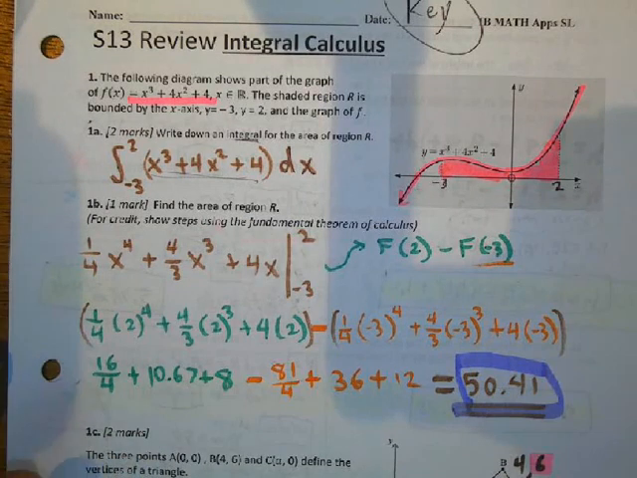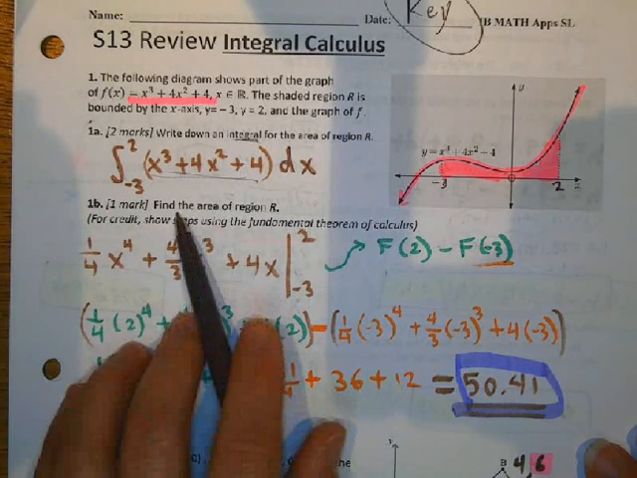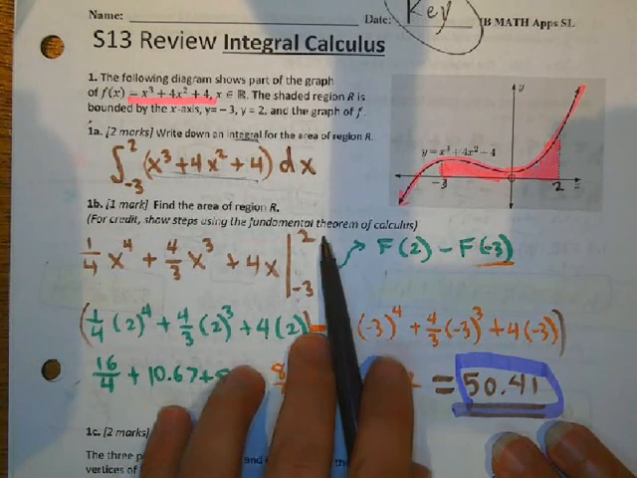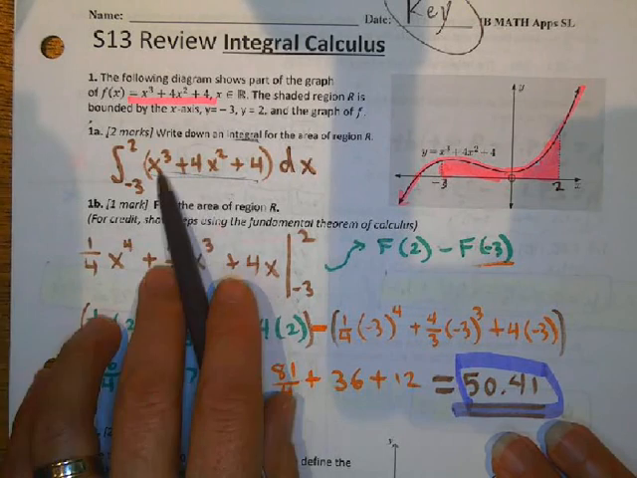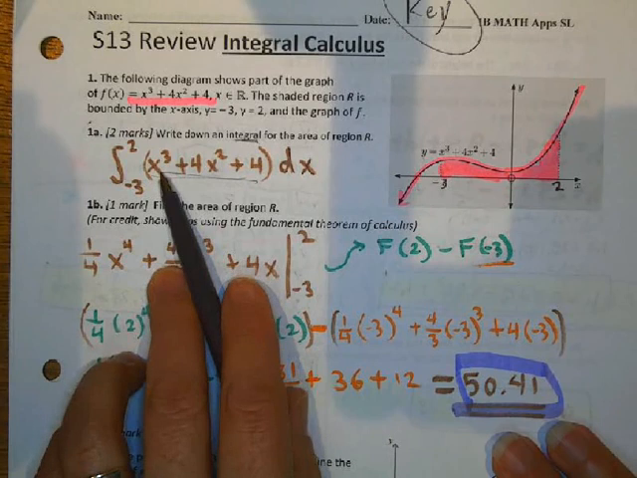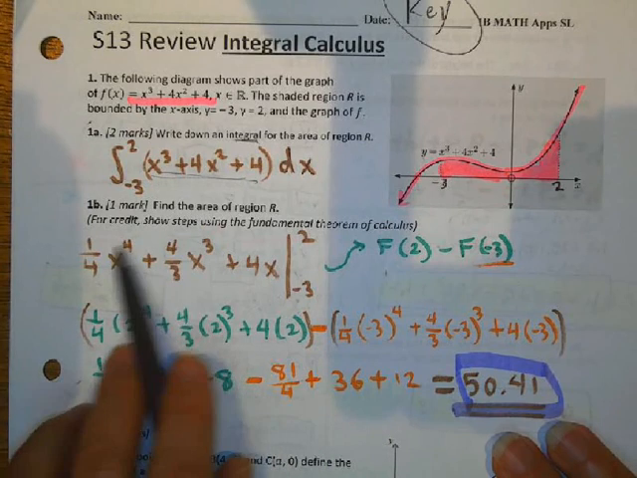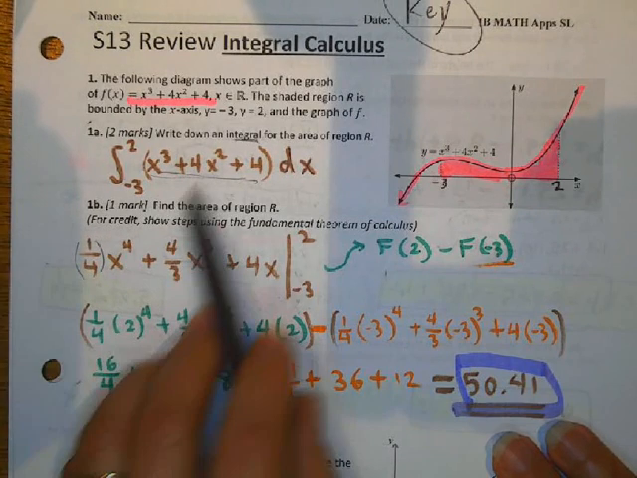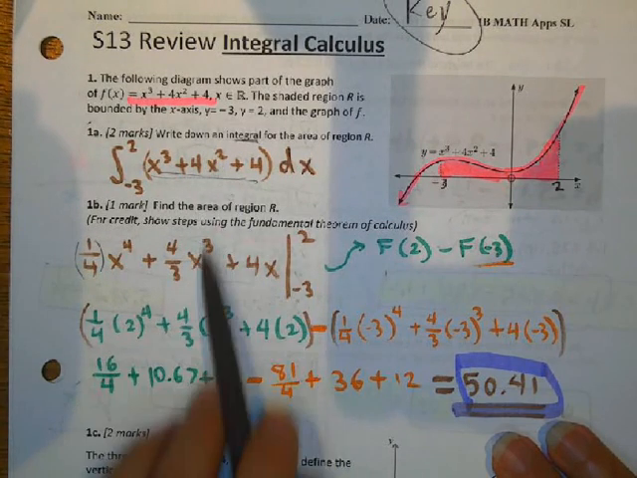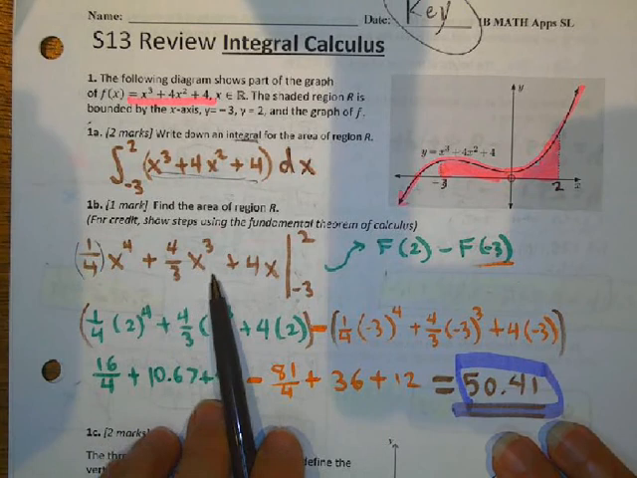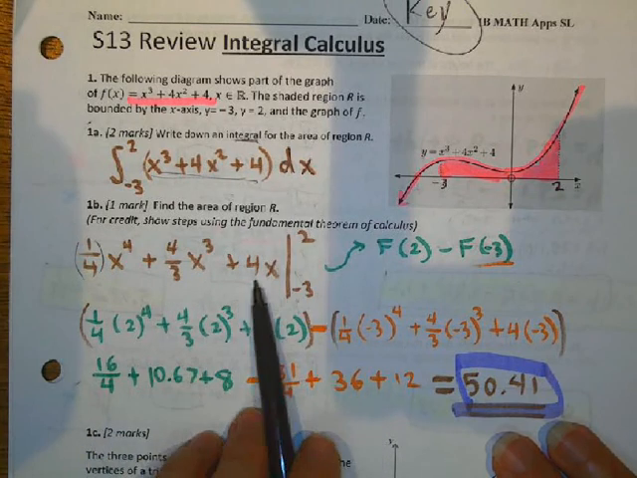Okay, so now they want you to find the area. In this example, I want you to show all the steps of the fundamental theorem. So step 1 is I wrote the antiderivative of x cubed, and we get x to the 4th. If it's x to the 4th, we have to have the coefficient of 1/4. The antiderivative of 4x squared is going to be, the power is going to increase to x cubed, and then this is going to be 4/3 x cubed. The antiderivative of 4 is going to give me 4x.